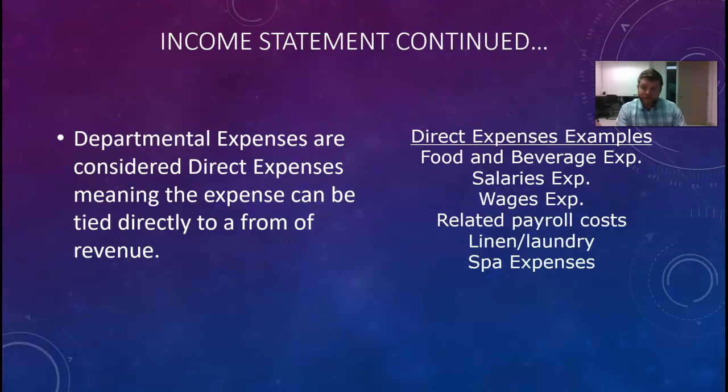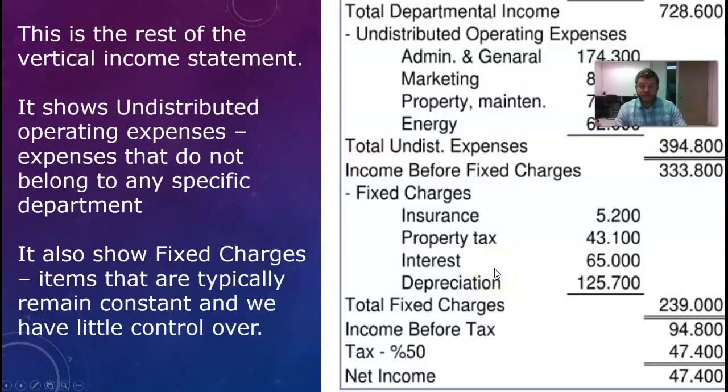And then departmental expenses are considered direct expenses, which means they are taken right away from the revenue. So that's the cost of their sales. It's direct. Like, you need to have those expenses in order to make that revenue. Some examples would be food and beverage, salaries and wages, other payroll costs, linen and laundry for any accommodation, any of the spa expenses.